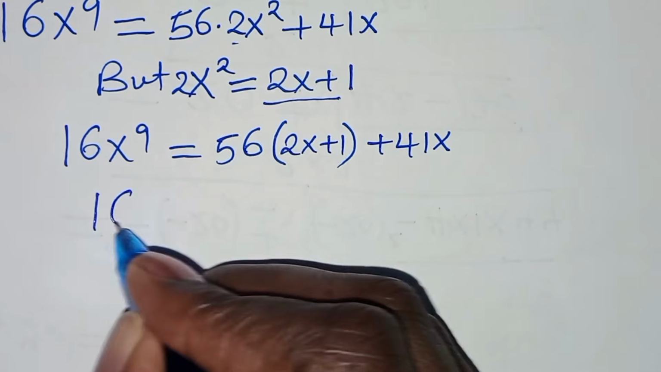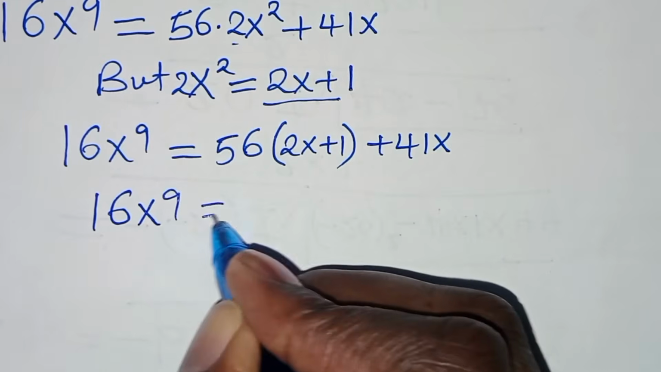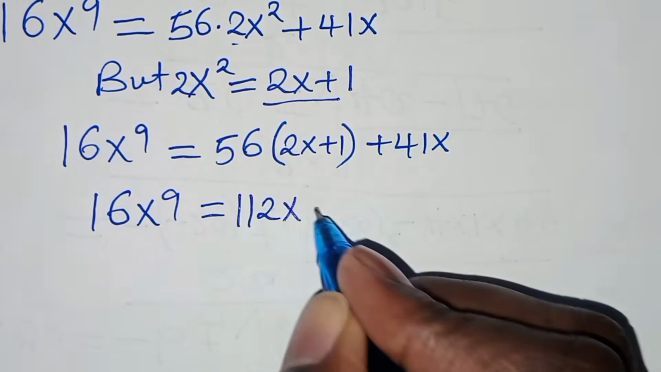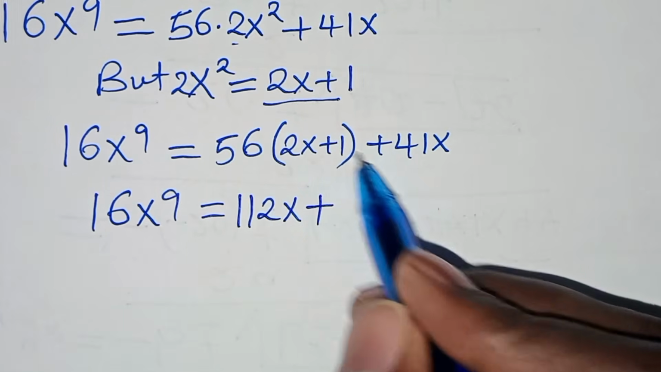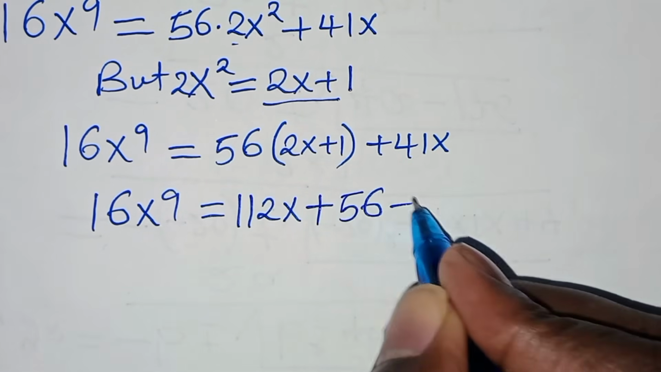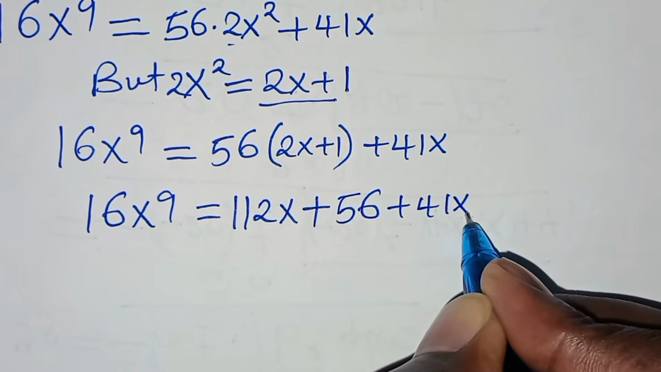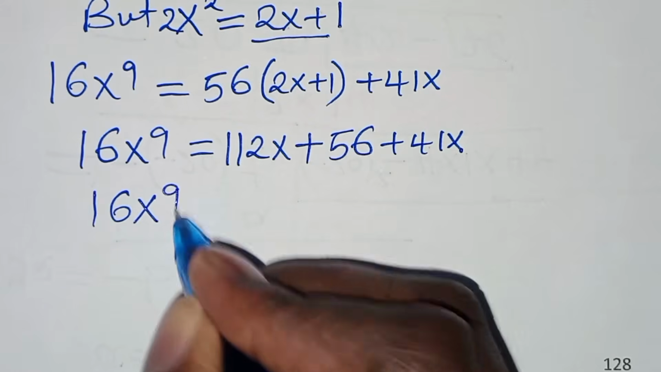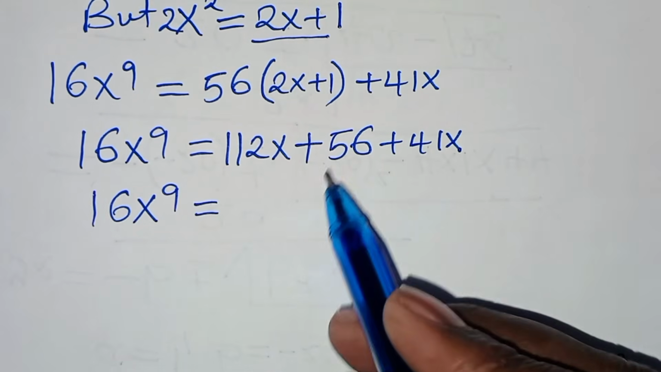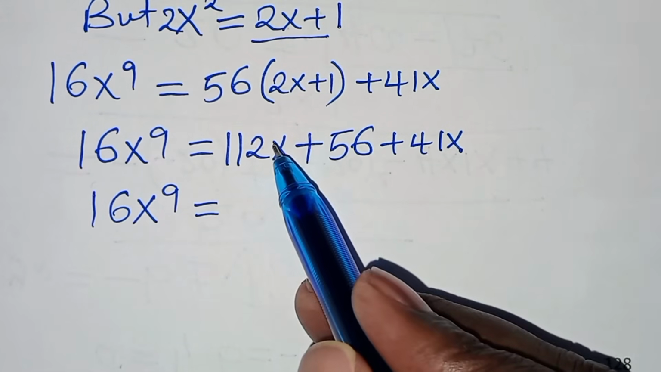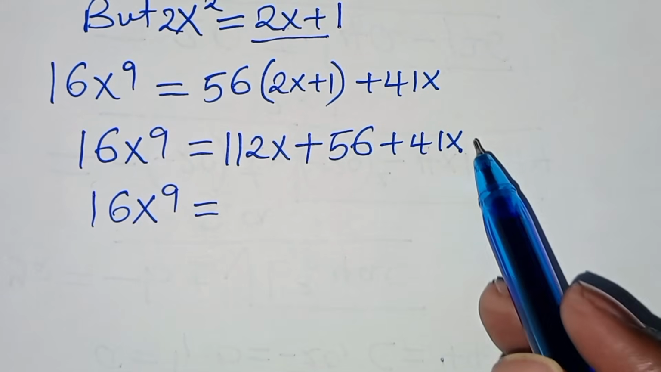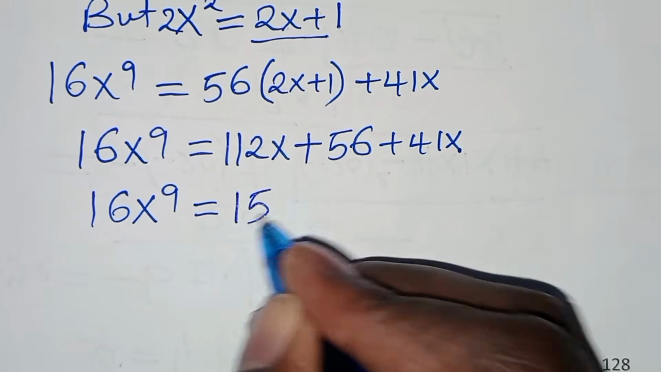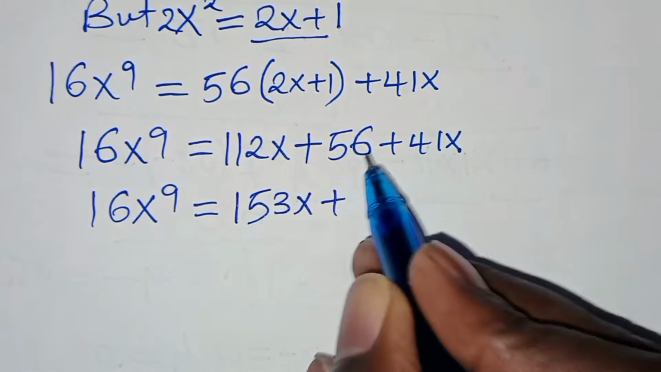So essentially here we have 16x to the power 9. This is equal to 56 times 2x, this is 112x, plus 56 times 1, this is 56, plus 41x. So here we have 16x to the power 9 equal to, now we have 112x plus 41x. So this essentially implies that we have 153x plus 56.